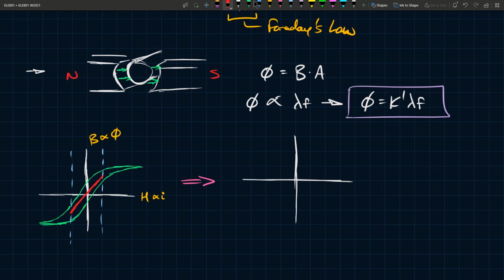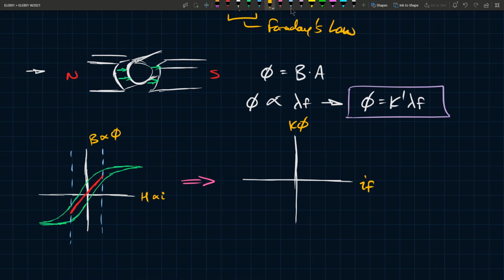But in this case, we're going to assume that in our magnetization curve, the magnetization curve that we're interested in, this is going to be K phi. So remember, because lambda F and phi are proportional, then IF and K phi should also have the same characteristic. So this is going to be K phi, and I'm going to call this IF.